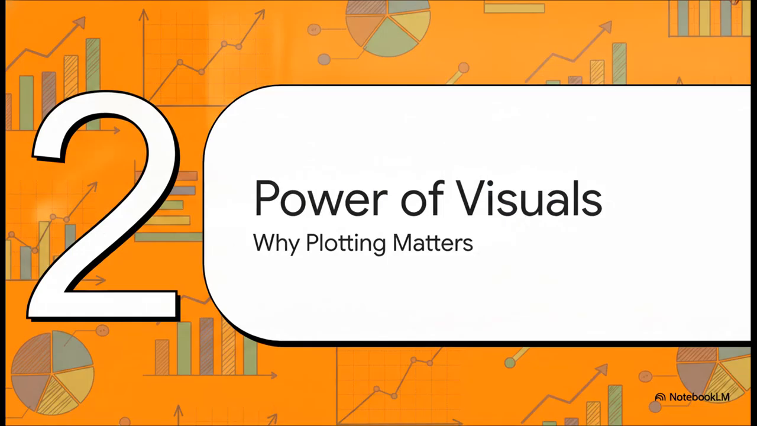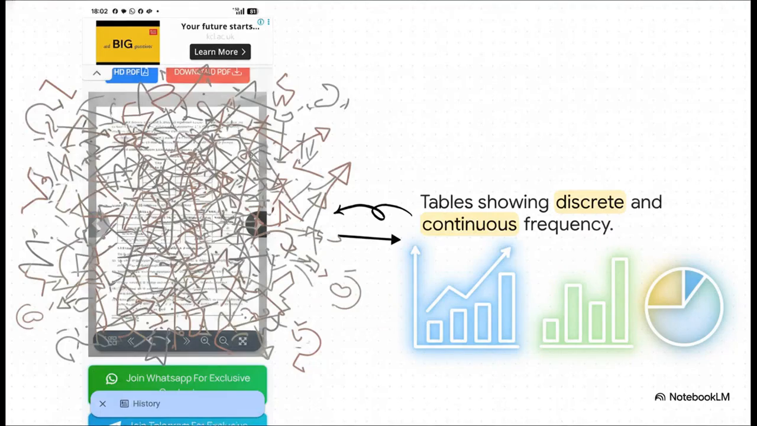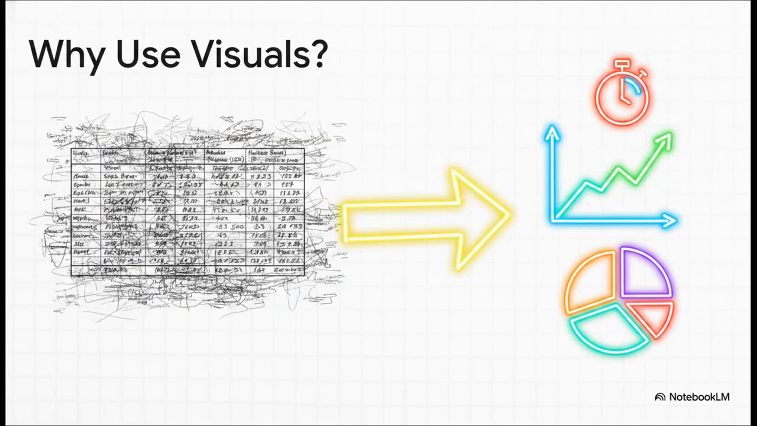Section 2. The power of visuals. Okay, so now that we know the tools, why do we even bother plotting all this out? Well, the answer really lies in the problem with raw data itself. Take a look at these discrete and continuous frequency distributions from the text. Just imagine trying to present these raw numbers in a fast-paced meeting. Trying to grasp the macroeconomic trend of an entire nation from these grids, it's confusing and honestly, it just takes way too much time. And that is exactly where the power of visuals comes into play.